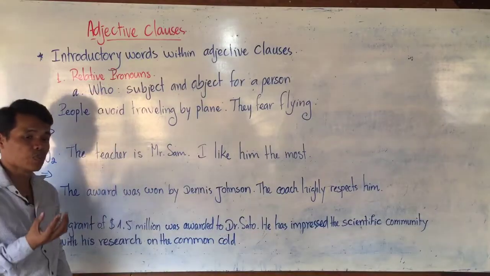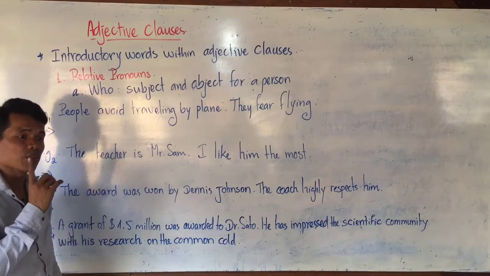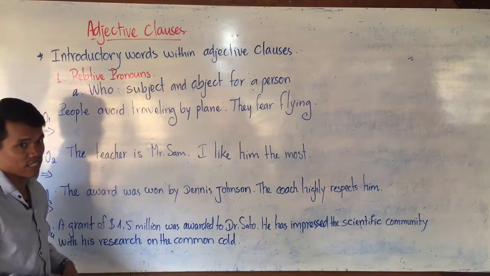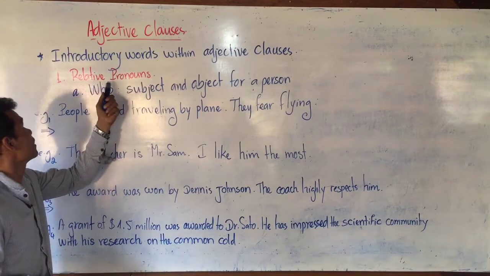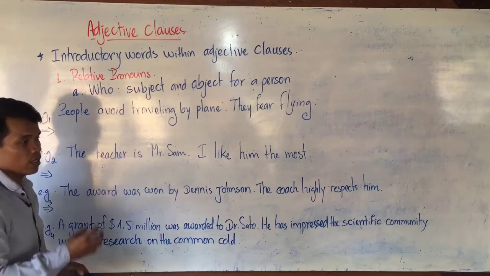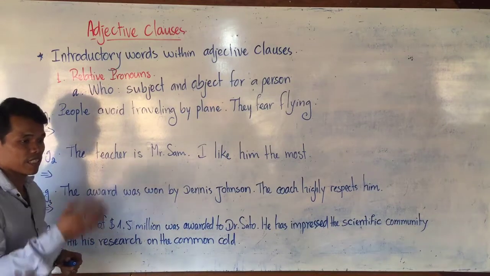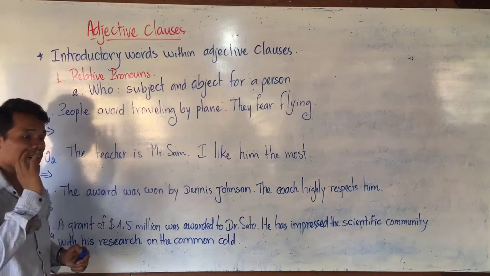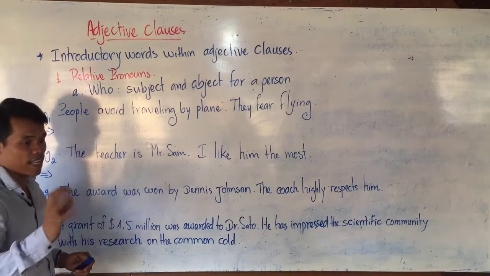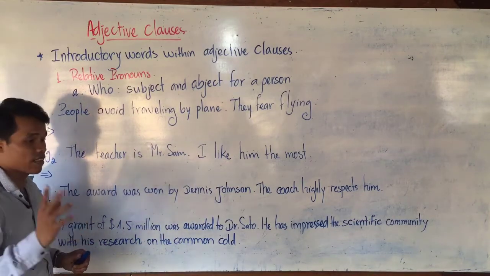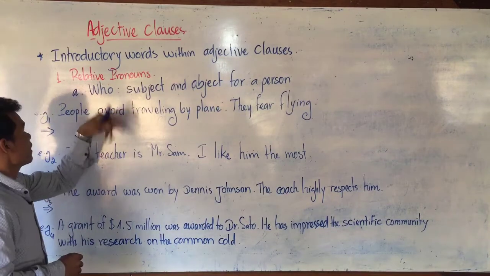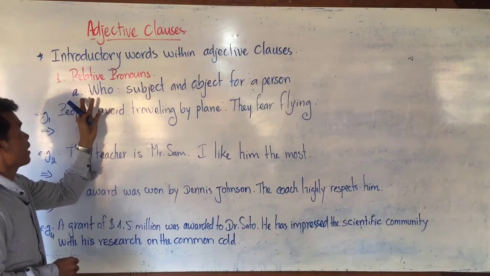In order to make an adjective clause, first you have to think of the relative pronoun or word within the adjective clause. It's called number one, a relative pronoun. A relative pronoun plays a significant role in making an adjective clause. If it does not have a relative pronoun, it is not considered an adjective clause at all. A relative pronoun, number one or letter A, who.